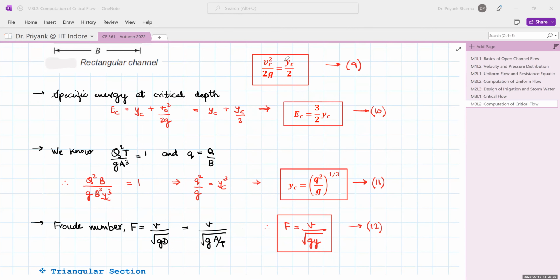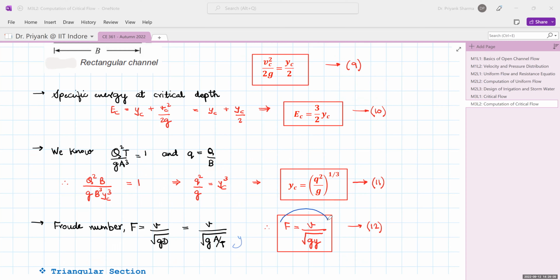Similarly, if you want to derive the critical depth, we know this relation Q square T upon g A cube is equal to 1, and q is equal to Q by b. When we simplify this, we get q square upon g equal to yc cube, and thus yc is equal to (q square by g) raised to 1 by 3. So if you want to find the critical depth for a rectangular section, you have to employ this equation and you will get the critical depth. And lastly, the Froude number is V upon under root g D, where D is A by T, and that is equal to y.